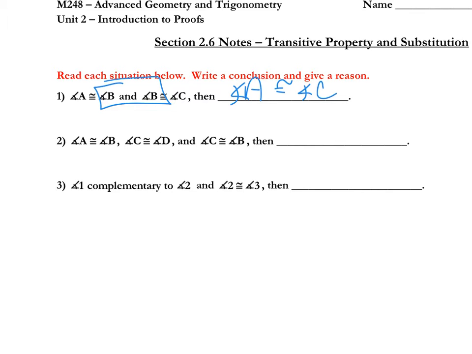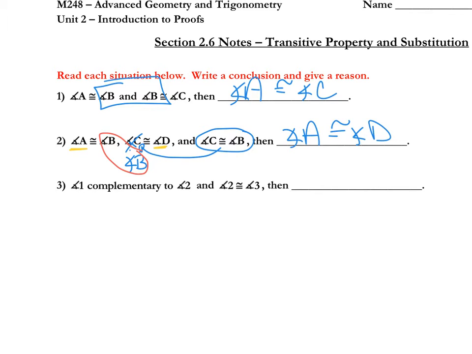Okay, and then if we look at the next example, it says A is congruent to B, C is congruent to D, and C is congruent to B. So that's kind of a lot going on there. What can we conclude? Well, if B is congruent to C, then you can just replace one of these and make this angle B. And now you have both of these are congruent to angle B, so that means that these two must be congruent. Angle A is congruent to angle D.